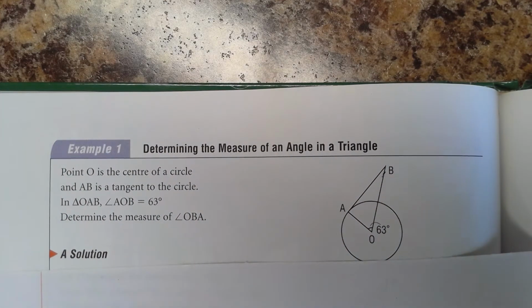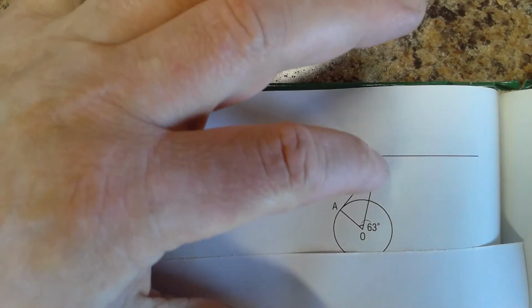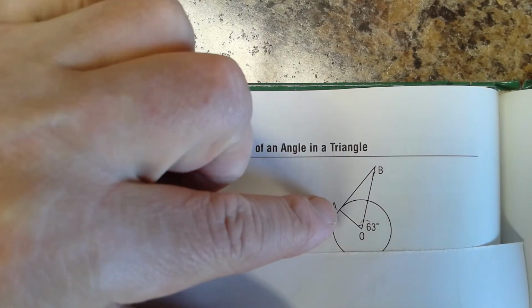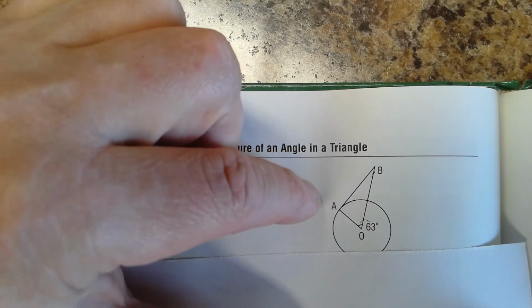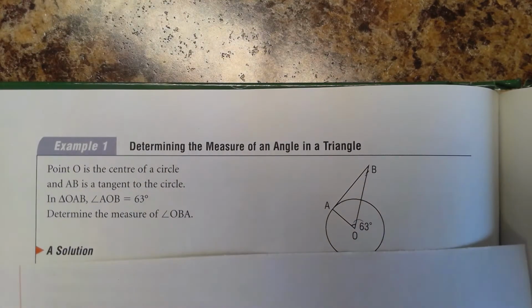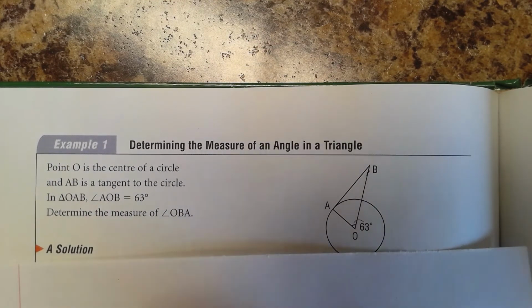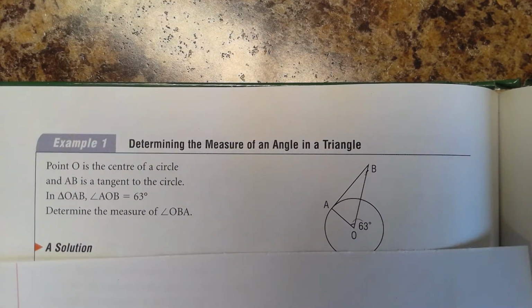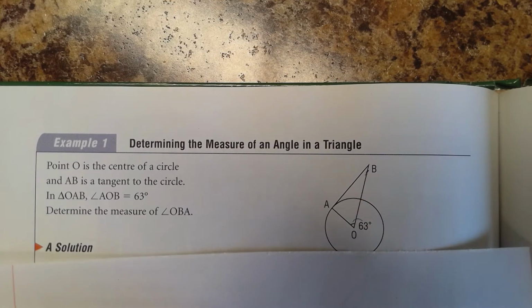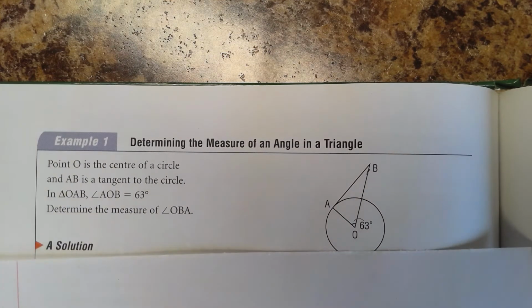Now you might think this is hard. It isn't. This is a radius. This is a tangent. So what is this angle here? You should realize it's a 90-degree angle. So, page 386, example 1. 180, take away 63, take away 90.